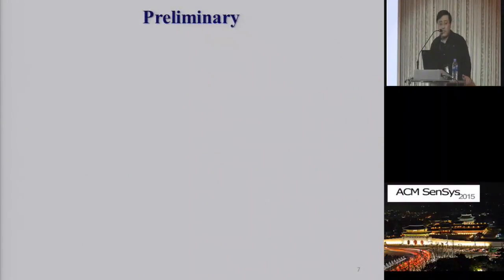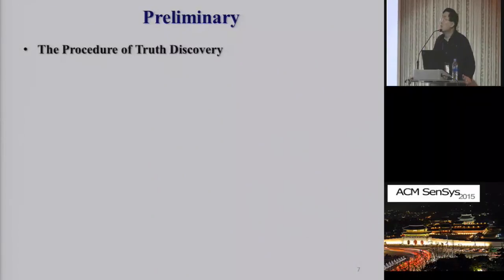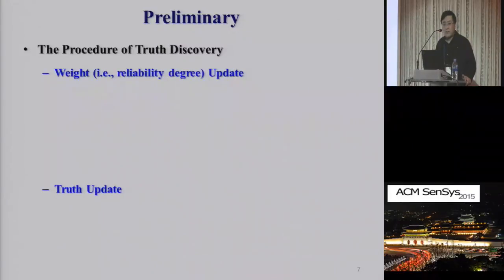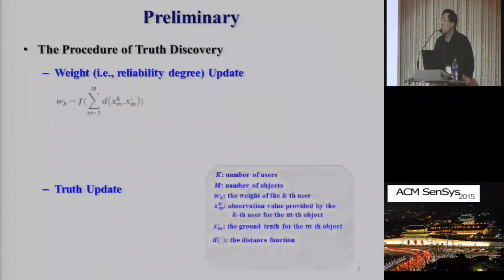Before I get into the details of the proposed method, I'd like to first introduce some preliminaries. So let me first provide a review of the truth discovery procedure. Like I said in the previous talk, the truth discovery procedure is composed of two different phases, the weight update and the truth update. And the weight generally can be calculated using this formula. Here, f is actually a monotonically decreasing function of the distance between the user's observation and the truth.